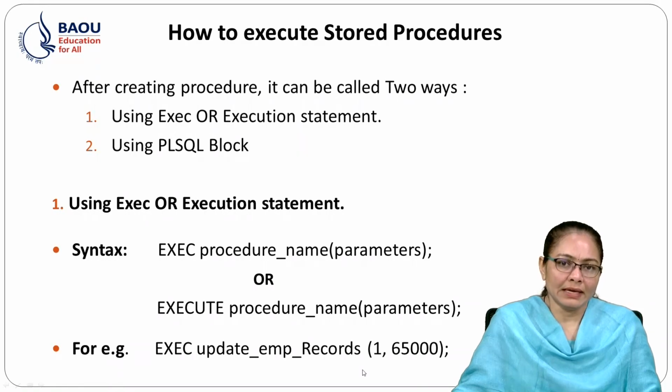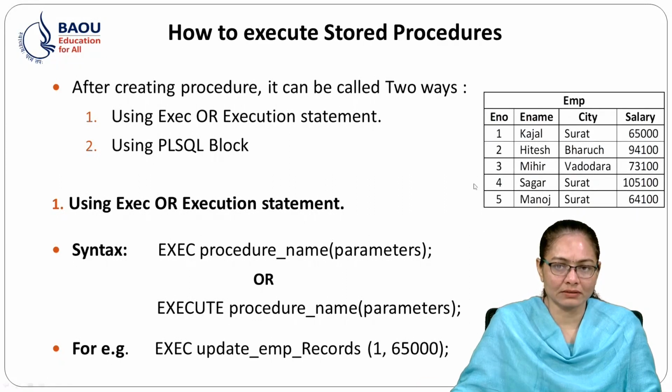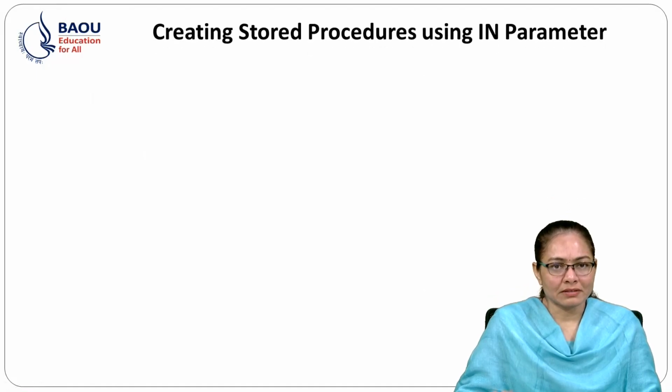Here in the example, EXEC is the command name, then the procedure name, and in the brackets 1 and 65,000. See, in the employee table, check the record whose ID is 1. The employee number is 1 and the salary is updated to 65,000. The amount we passed here is stored in the table. How to check? Using SELECT * FROM table name, you can check the records, or SELECT * FROM table name WHERE employee number is equal to 1. You can check easily using a SELECT statement. Using a PL/SQL block, we will discuss later.